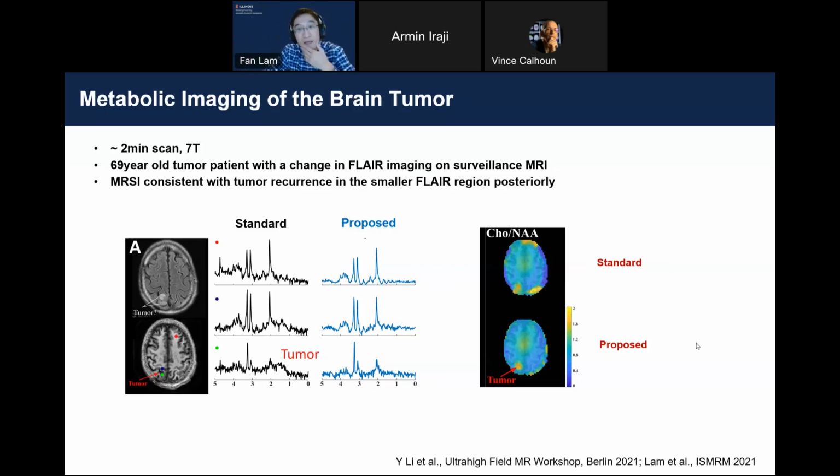So really exciting result to showcase that the molecular level information can better determine whether the abnormality we observe in the anatomical scan is due to treatment effect or actually tumor recurrence.